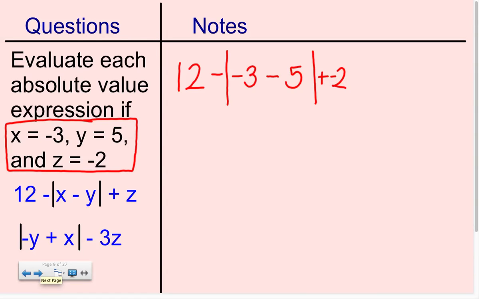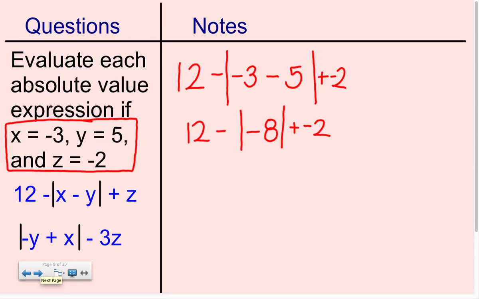Now when we're solving absolute value expressions, we want to treat these like a PEMDAS problem. So if we're treating it like a PEMDAS problem, we know we do our parentheses first. Now in this problem, we don't have parentheses, but we have absolute value lines. Think of those as your parentheses or what you do first in an absolute value expression. -3 and -5 make -8. Bring down the absolute value lines. Bring down the 12 minus and the plus a -2.